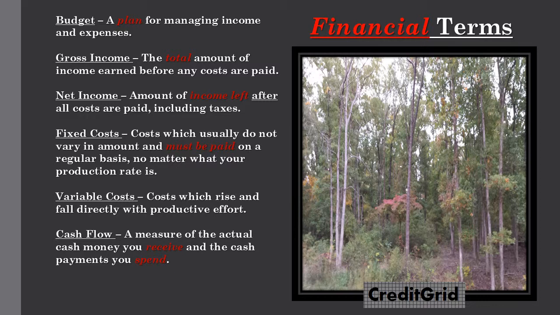Fixed costs are those costs which usually do not vary in amount and must be paid on a regular basis no matter what happens to your production rate, either rising or falling. Variable costs, however, are those costs which do rise and fall directly with productive effort. Examples would be the cost of raw materials to make your goods.